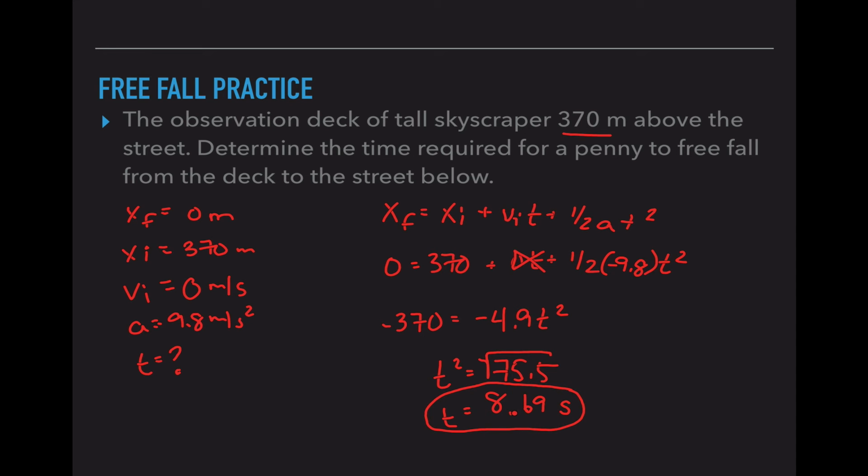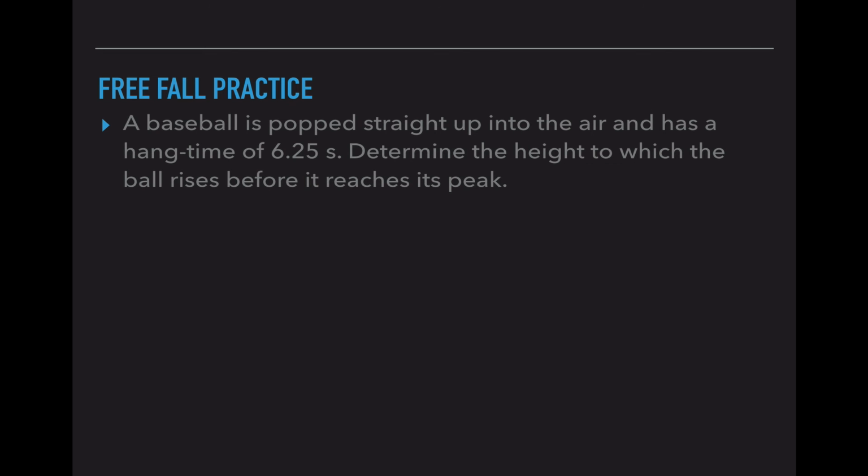Now we have another practice problem. A baseball is popped straight into the air and has a hang time of 6.25 seconds. Determine the height to which the ball rises before it reaches its peak. First thing I'm going to do is draw the picture of the baseball flying through the air. So here is what it's going to look like. We're hitting it from this location, it travels up, and then falls back down.